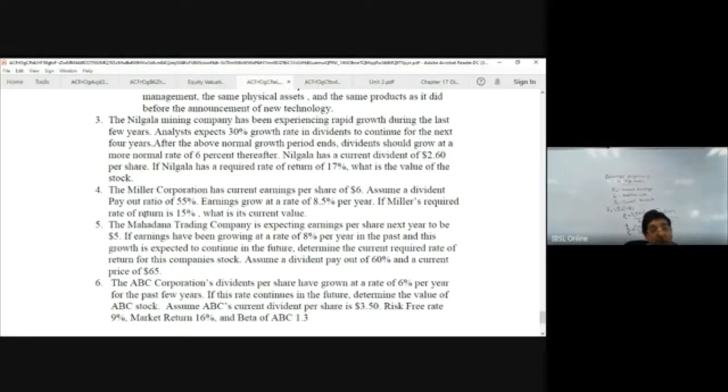So you can do it either way, because if you want to do it on a dividend basis, that also can be done, because you have been given a payout ratio. If you know the earnings per share, then you can calculate the dividend amount also, since the payout ratio is given. Right? Can you just try it and get the answer?